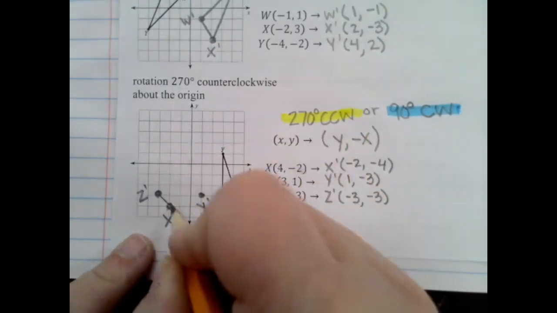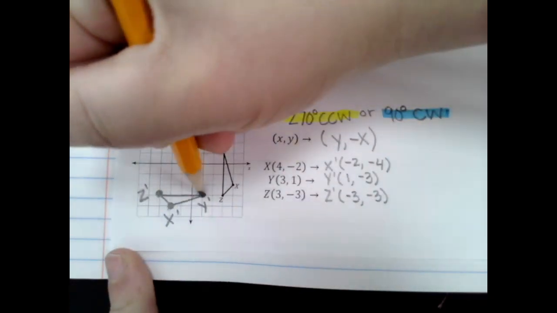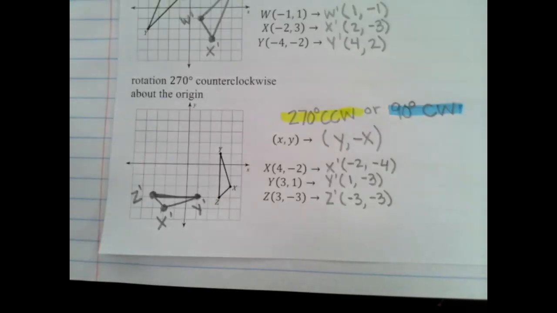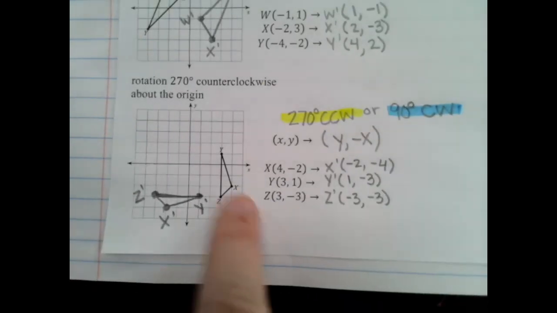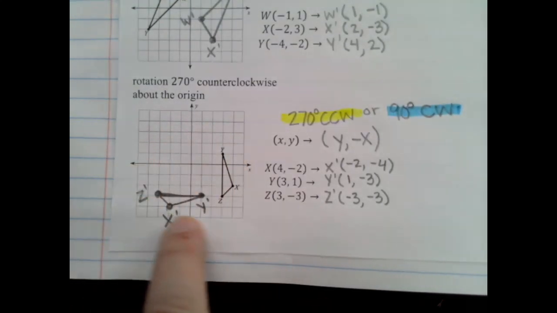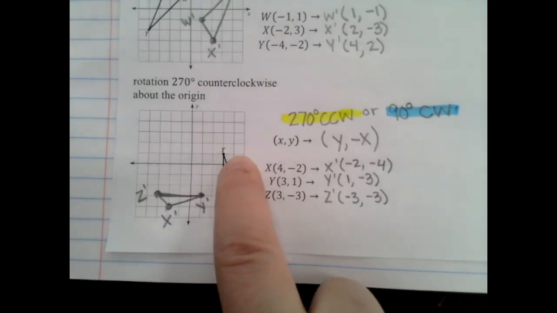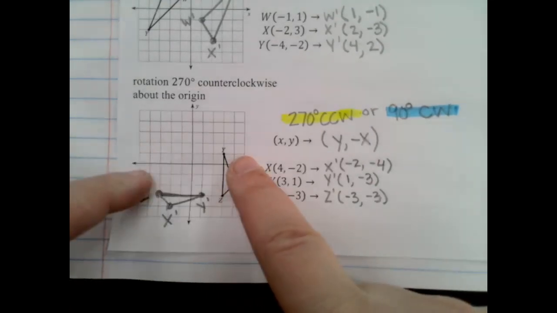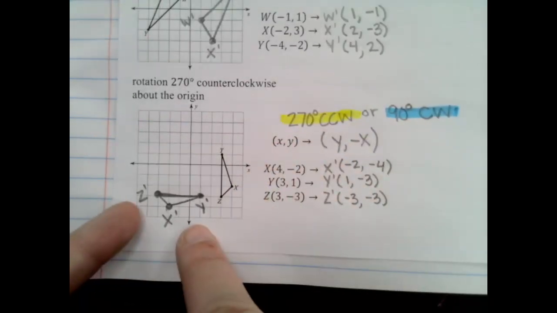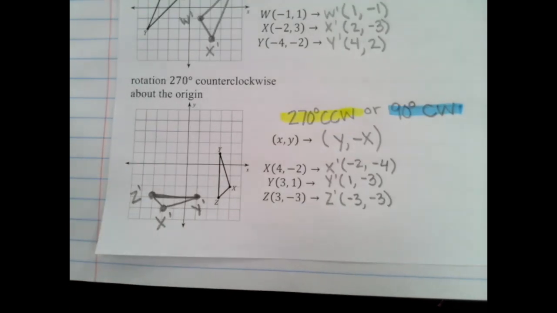All right, and then go ahead and connect those points. All right, so remember, we can think about it. It's either 270 degrees counterclockwise, so it moved 3 quadrants over. So y was in quadrant 1. So now it's going to be in quadrant 1, 2, 3, quadrant 4. Or you can think it's 1 clockwise. We're going in the opposite direction.